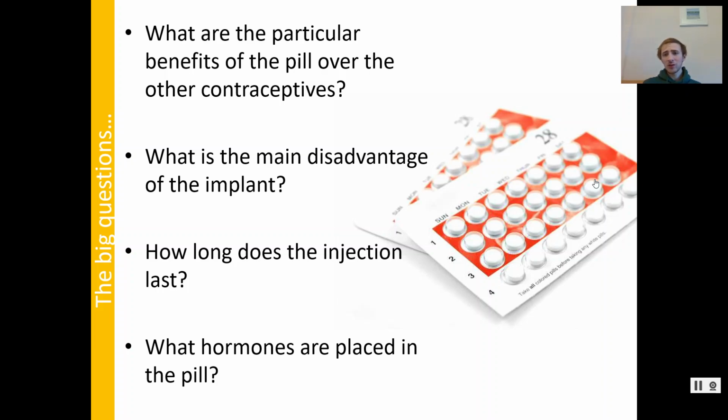How long does the injection last? We're talking something around 12 weeks. What hormone is placed in the pill? Now this is almost a trick question. The combined pill, which is what you were learning about, is estrogen and progesterone. You can also get progesterone-only pills or estrogen-only pills. Some women are almost allergic to one or the other, and they do have subtly different effects on different women. Fine. You should know those fairly much off by heart.